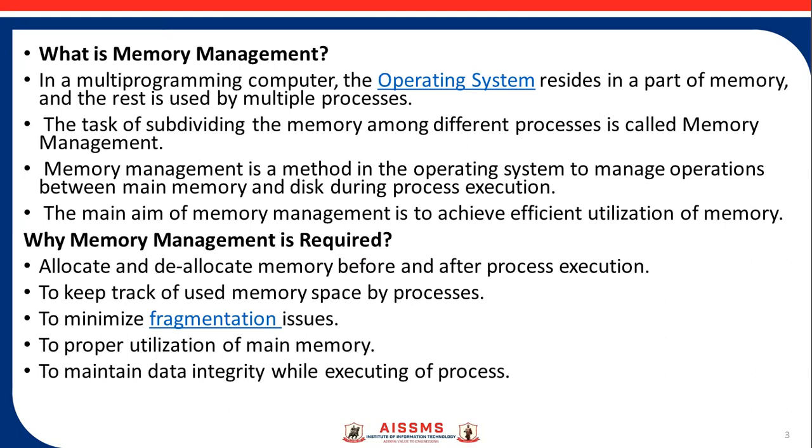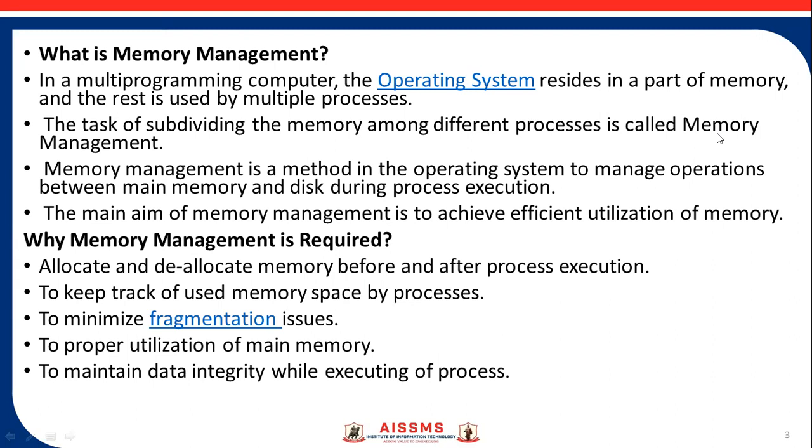So that in a multi-programming computer, the operating system resides in a part of memory and the rest is used by multiple processes. Memory management keeps track of each and every memory location regardless of whether it is allocated to some process or it is free. It checks how much memory is to be allocated to a process and it decides which process will get memory at that time. It tracks whenever some memory gets free or unallocated and correspondingly it updates the status.